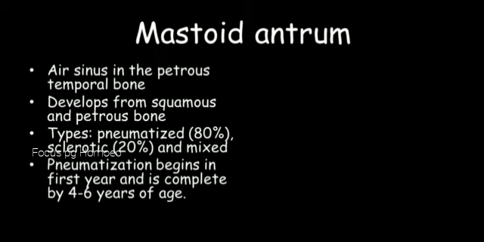And now we are moving to the mastoid antrum, which is the third part of middle ear cleft. So this mastoid antrum is the air sinuses in the petrous part of temporal bone. It is located here, and it develops both from the squamous and petrous bone. And here this mastoid antrum is completely filled with air cells. So here it is mentioned that 80% of mastoid antrum were pneumatized, that is air cells will be present, and 20% sclerotic, and the remaining will be of mixed variety.